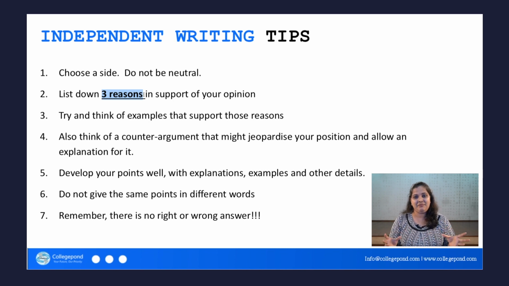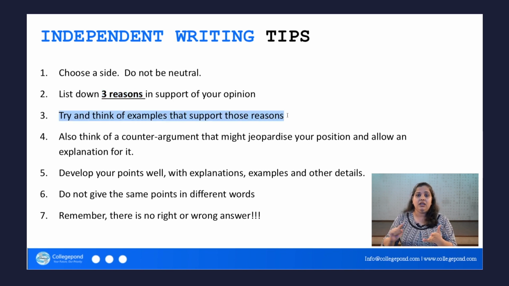So this really is about developing your topic. If you agree to writing 300 words, then you would need at least 3 reasons to make sure that you are developing the topic well enough. Otherwise, it would sound like you're beating around the bush or using the same point repetitively or elaborating too much on the same point, right? So try and list down 3 reasons right in the beginning, even before you start typing your answer. Once you write these 3 reasons, then try and think of examples to support those 3 reasons.